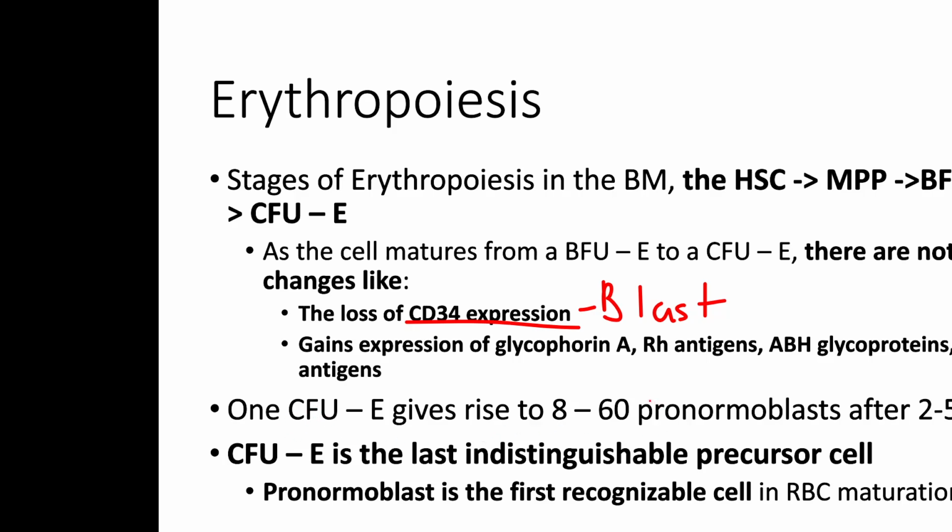One CFU-E will give rise to about 8 to 16 pronormoblasts, over about 2 to 5 days allowing for replication. And CFU-E is the last indistinguishable precursor cell. What I mean by that is any stage in this sequence here, whether you see it in the bone marrow or in the peripheral smear underneath light microscopy, we all just call this a blast. The first stage that we're going to be able to call it something is called the pronormoblast.